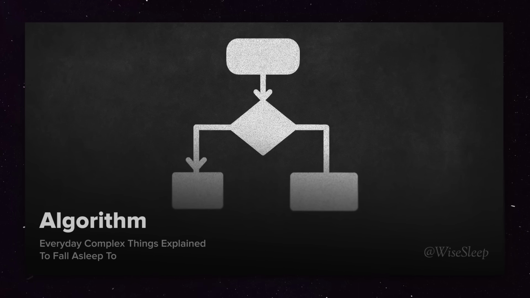An algorithm is simply a set of instructions that tells a computer what steps to follow to solve a specific problem or complete a task. It's like a recipe, but for data. Instead of flour and sugar, it works with numbers, text, clicks, or any kind of digital information.